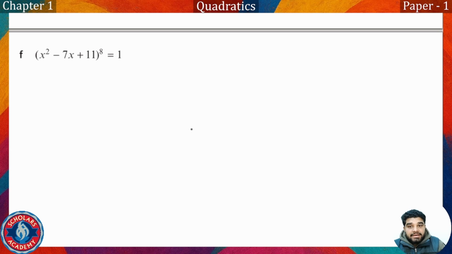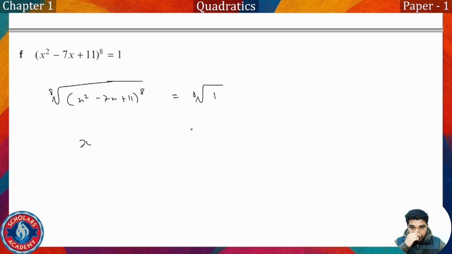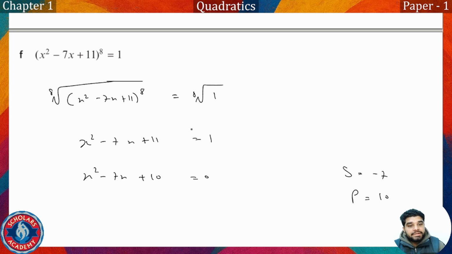Over here we can again take the eighth root of this quadratic equation. x square minus 7x plus 11 raised to power 8 is equal to the eighth root of 1, that is 1. So we get x square minus 7x plus 11 is equal to 1. From here we get x square minus 7x plus 10 is equal to 0. Sum is equal to minus 7. Product is equal to 10.